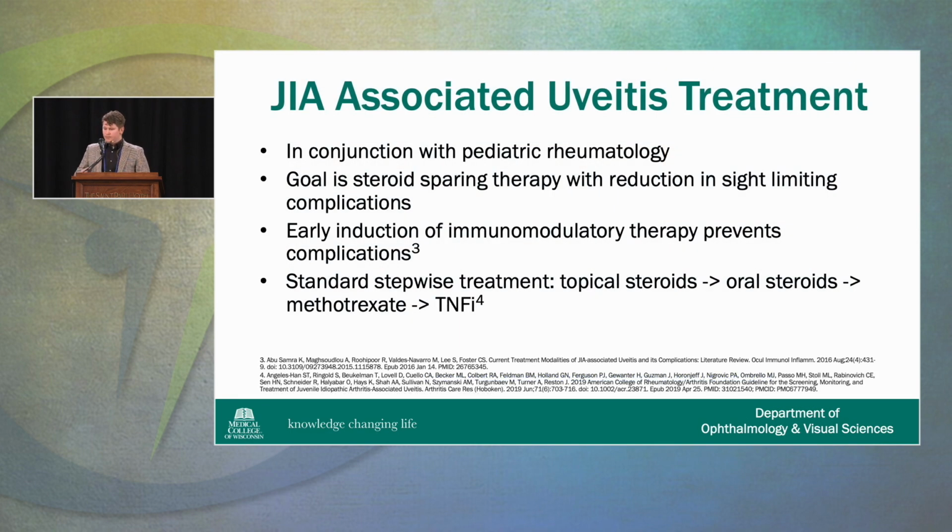So what is the treatment for JIA-associated uveitis? We do it in conjunction with pediatric rheumatology always. You will not find a uveitis specialist that's treating kids by themselves. The goal is steroid-sparing therapy with reduction in sight-limiting complications. We do early induction of immunomodulatory therapy to prevent these complications that they see well long-term, and the standard stepwise treatment is going to be topical steroids followed by oral steroids. And then an antimetabolite, it's typically methotrexate. I really don't see azathioprine used very much anymore. And then a biologic, typically a TNF-alpha inhibitor.